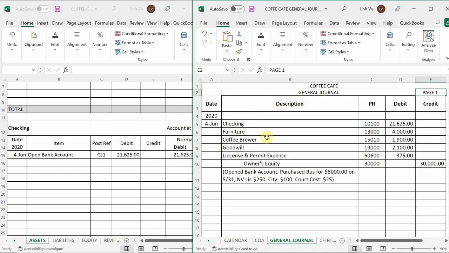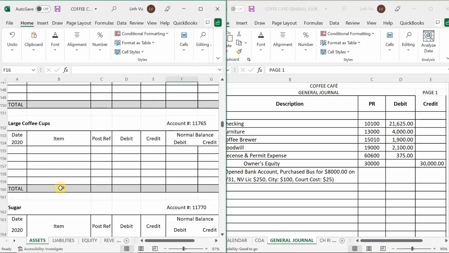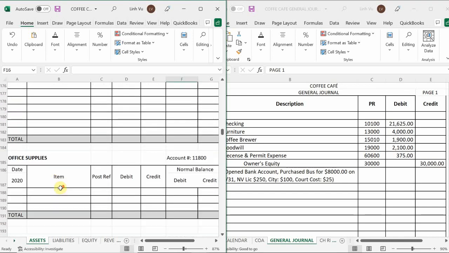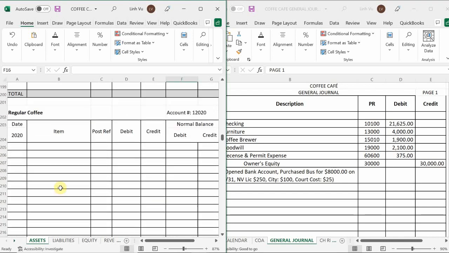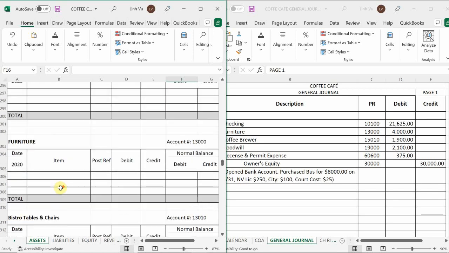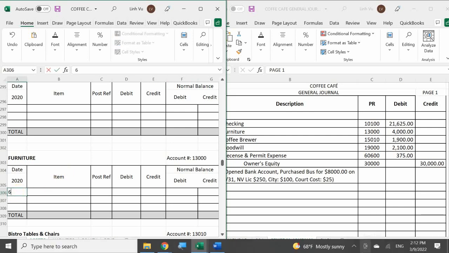So the next one is furniture. So I got to locate my furniture. So in this case, I'm going to scroll. Furniture should be after inventory. Okay. All right. Here it is, furniture. Furniture is my main account. So what I'm going to say here is on June 4th, right? Because I journalized it as of June 4th.